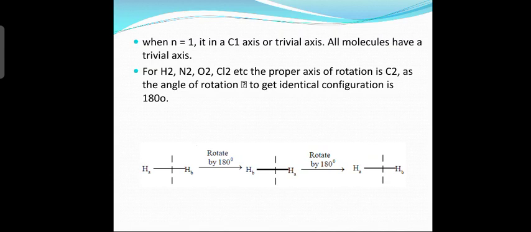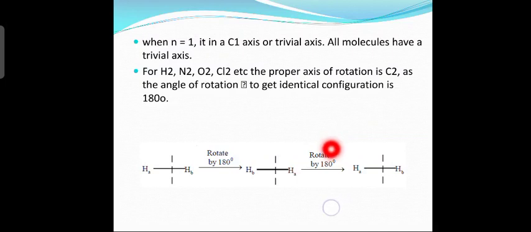For hydrogen, nitrogen, oxygen, chlorine, etc., the proper axis of rotation is C2, as the angle of rotation to get an identical configuration is 180 degrees. You can see the example here, HA and HB. You rotate this molecule by 180 degrees. When you rotate by 180 degrees, what happens? In the place of HA you will have HB, and in the place of HB you have HA, correct? You are rotating the original molecule by 180 degrees so that the atoms get interchanged.